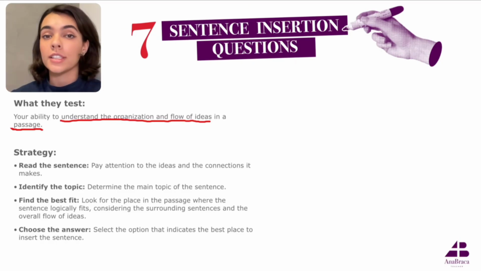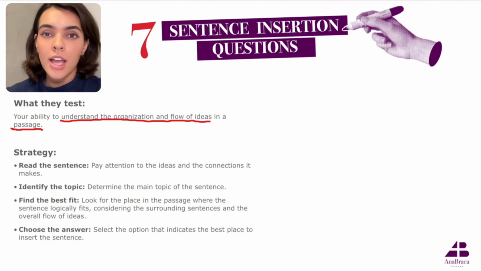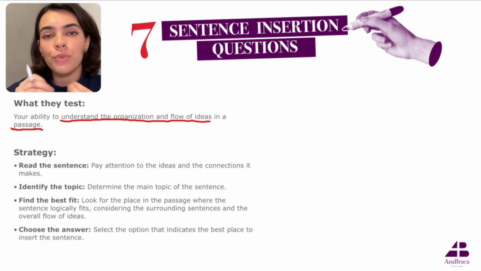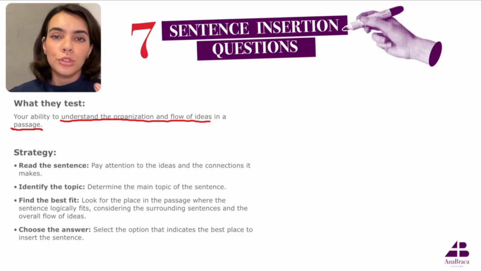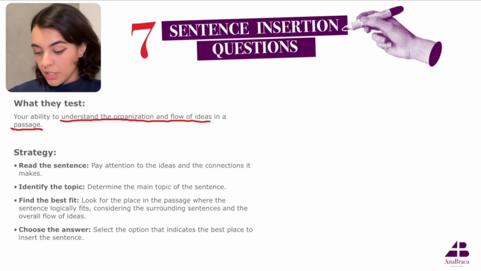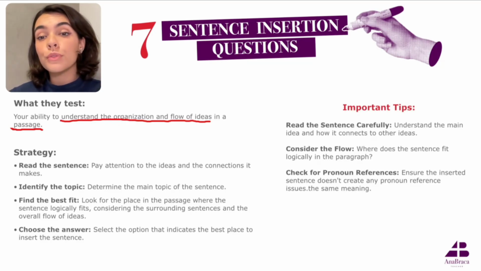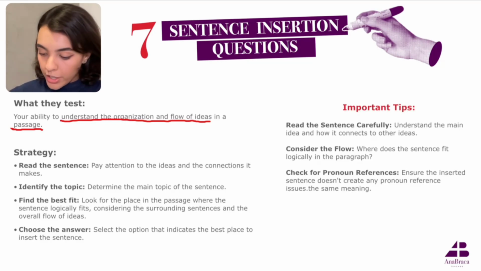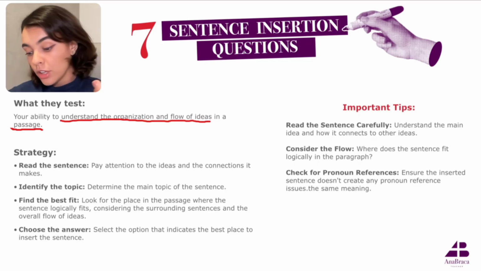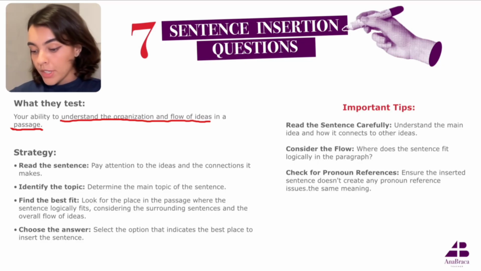Identify the topic. It has to be connected, it has to be coherent, and it has to follow logic, okay? And then you choose what fits best logically and move on. Some tips here. Read the sentence carefully. Consider the flow, okay? Where does the sentence fit logically in the paragraph?